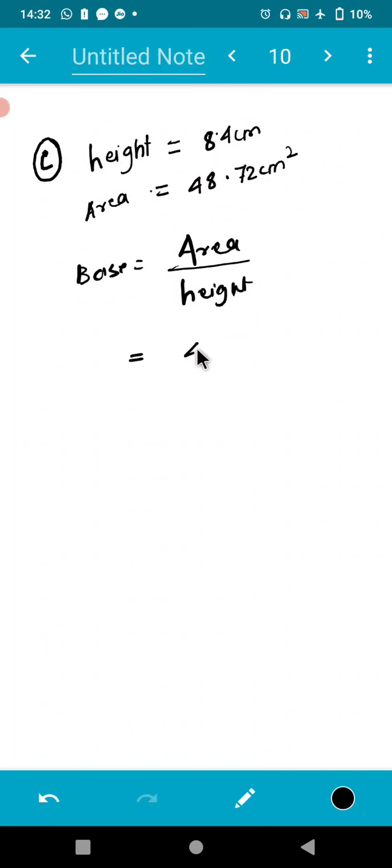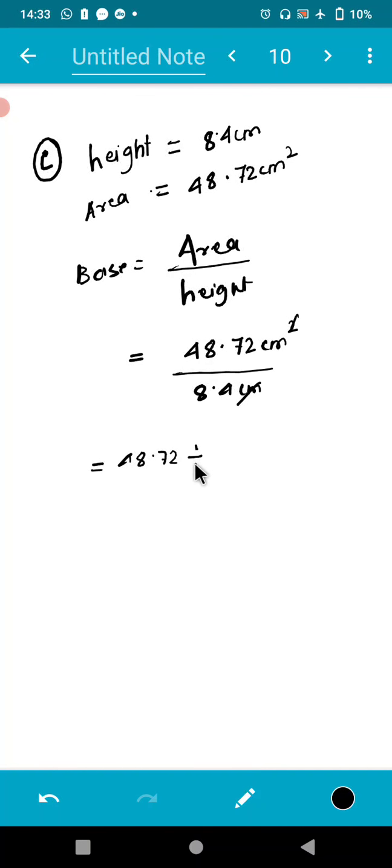So, that is 48.72 centimeter square by 8.4 centimeter. Now, reduce this. Now, students, when you see that both the numerator and the denominator have the decimal sign, you just try to write this in another way. You can write this form in this way as well. See, it will be easier for the calculation.